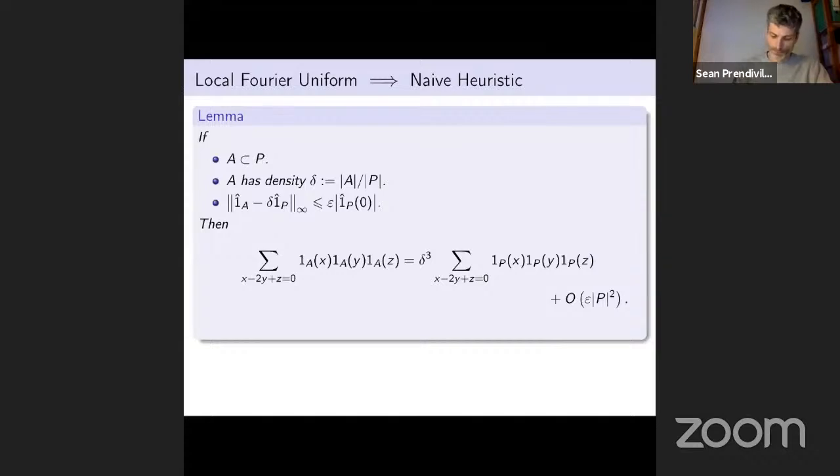Okay. So this is good news, because it looks like we can pass to this subprogression guaranteed by the local Fourier uniformity lemma, and we'll generate lots of 3-term progressions there.